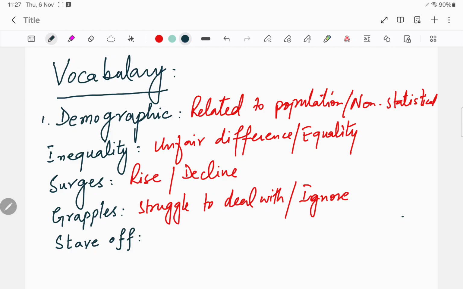Right, the next word is stave off, which means to prevent something bad from happening, and the antonym can be to invite something, and the sentence can be urgent reforms are needed to stave off the economic threats caused by overpopulation. That means we can prevent the economic threats if we are going to do certain reforms.